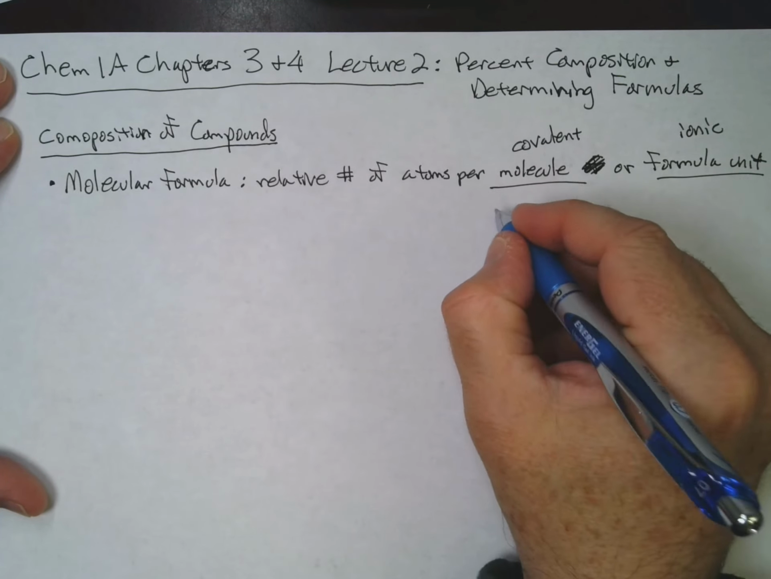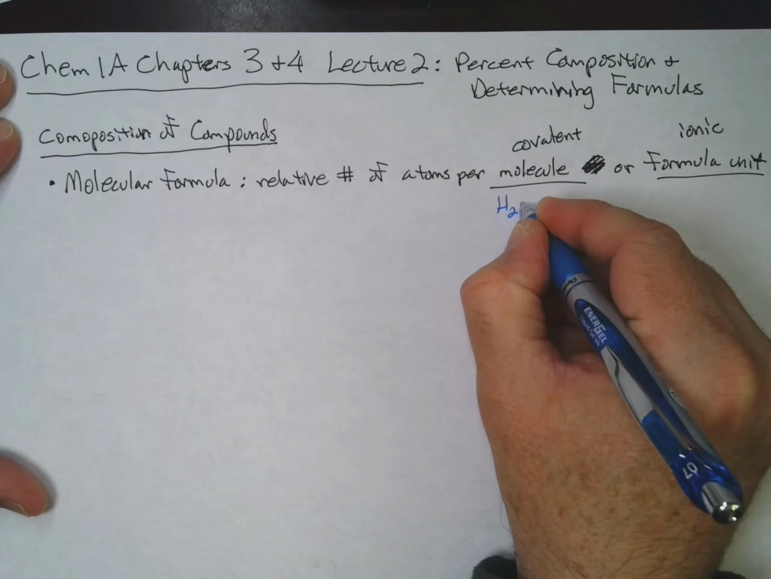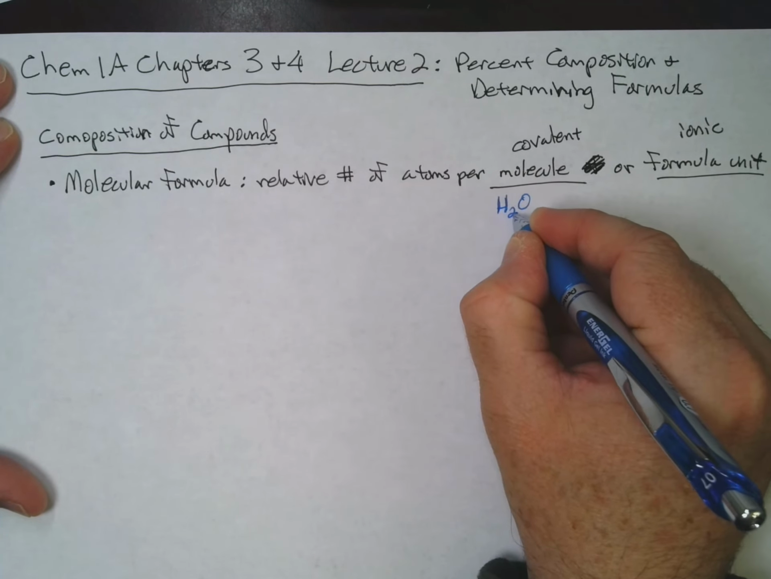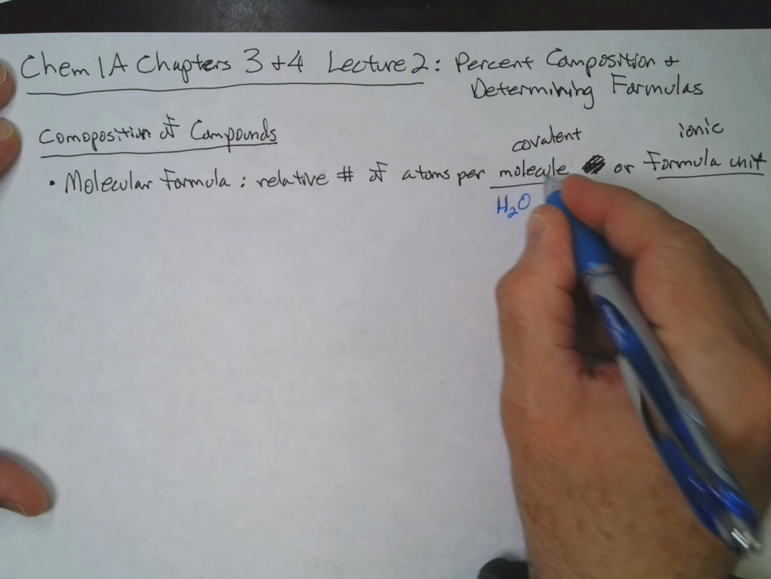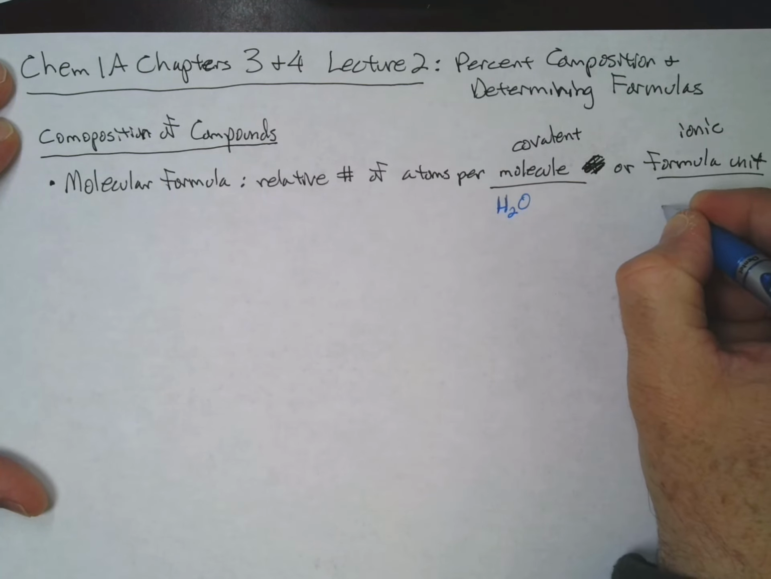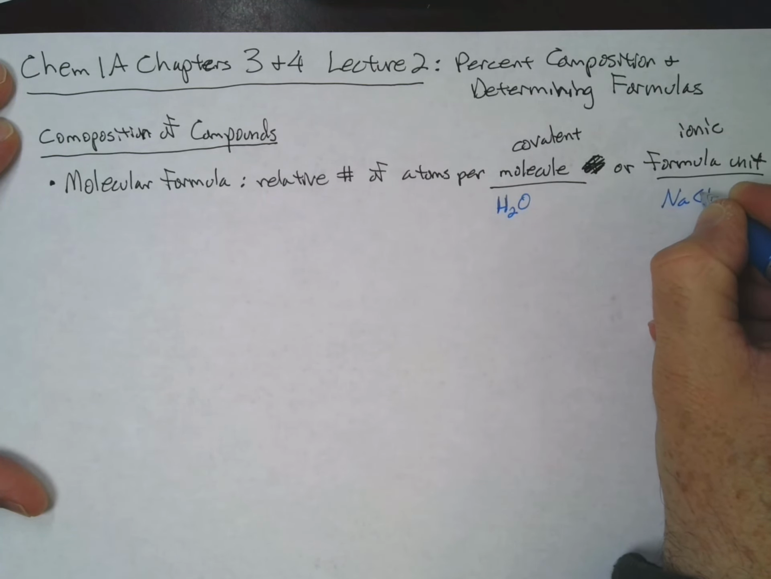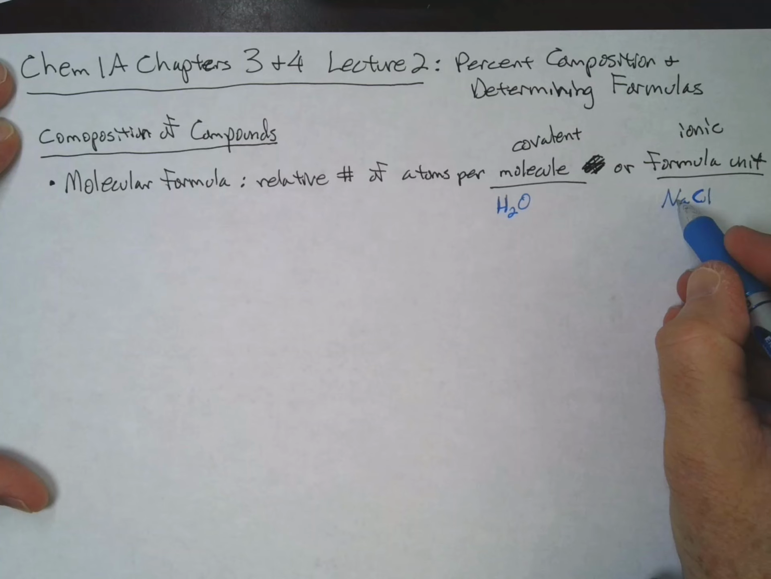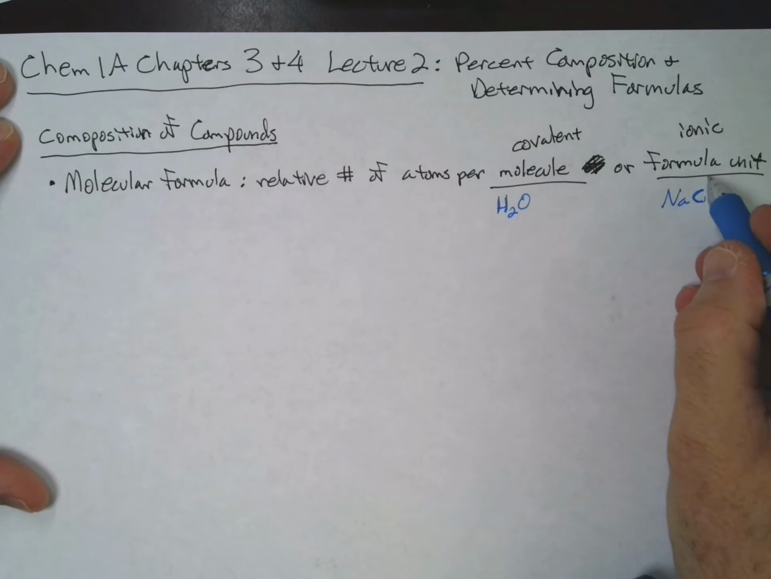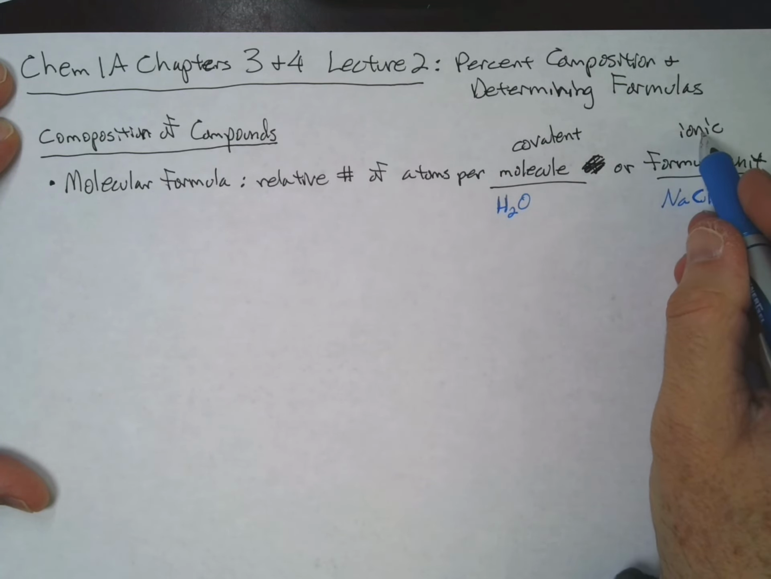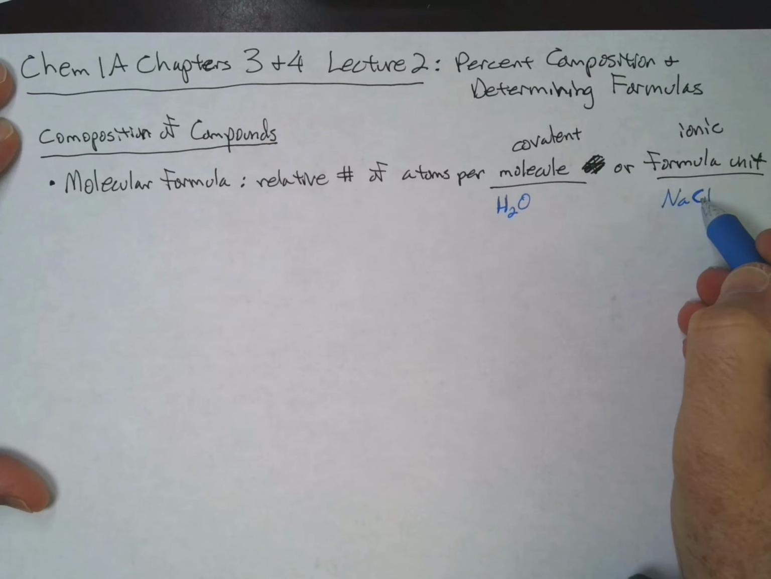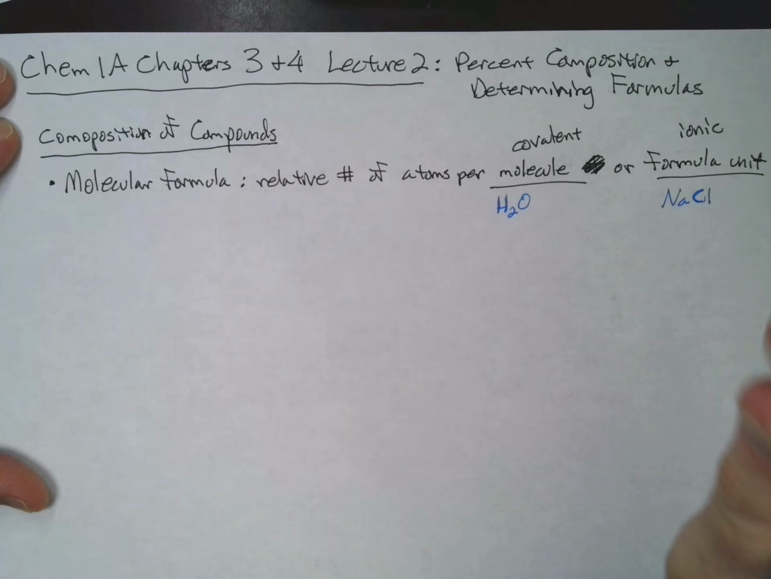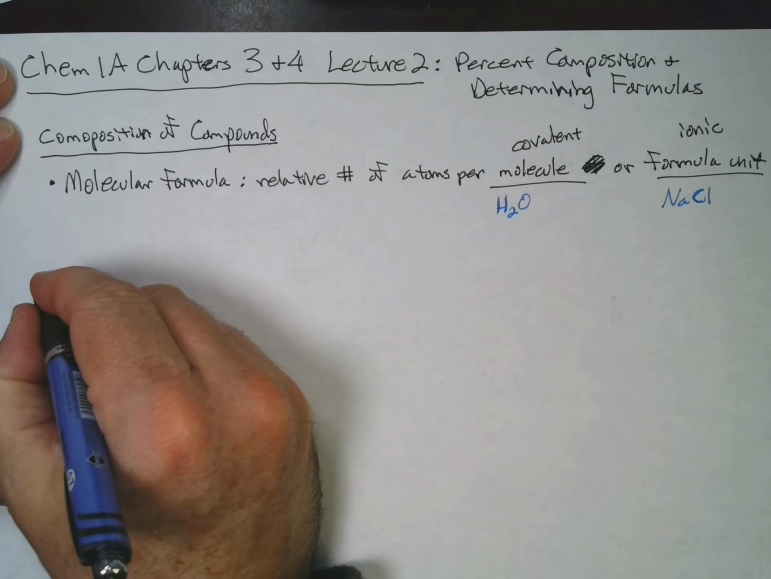So for example, we could have water, which is H2O, so 2 hydrogens, 1 oxygen per water molecule, or something like NaCl, sodium chloride, where we have 1 sodium and 1 chlorine per formula unit. Now because these are ionic, it's actually a sodium ion and a chloride ion, which of course you've seen from nomenclature. We can also look at a mass percentage.